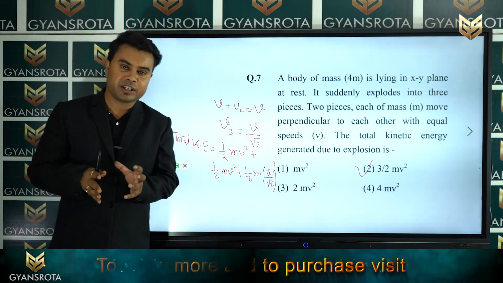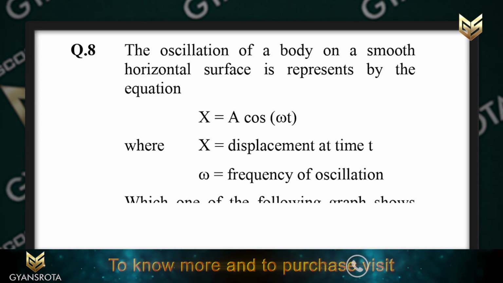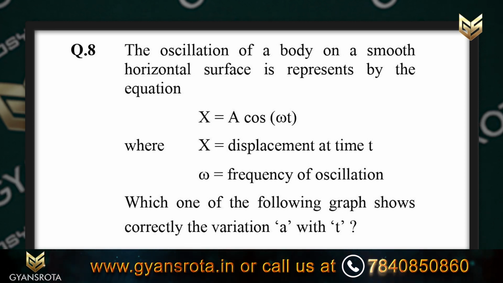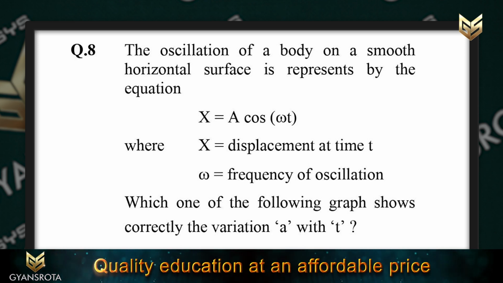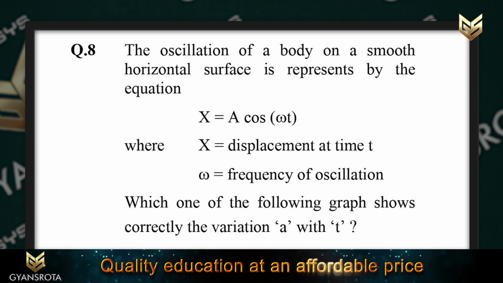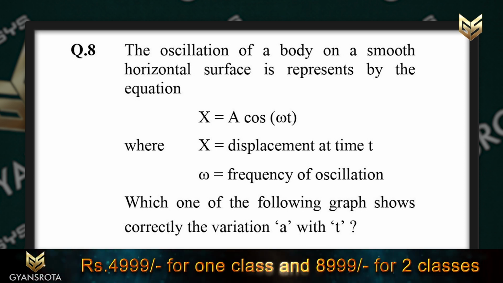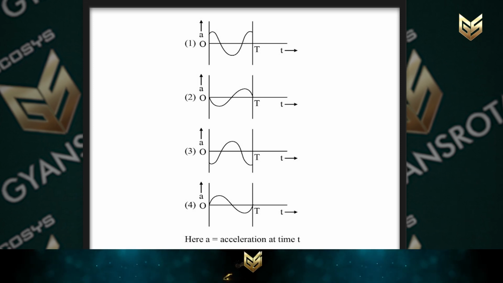Now let us move to the next question, that is question number 8. The oscillation of a body on a smooth horizontal surface is represented by the equation x equals a sin omega t, where a is the amplitude, x is the displacement at time t, omega is the frequency of oscillation. Which of the following graphs shows correctly the variation of a with t? So there are the options 1, 2, 3 and 4.